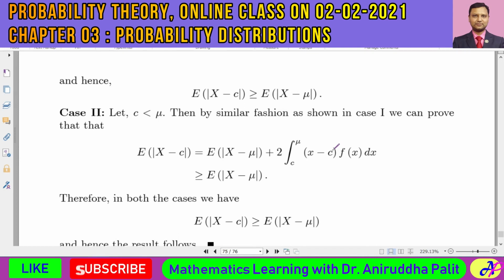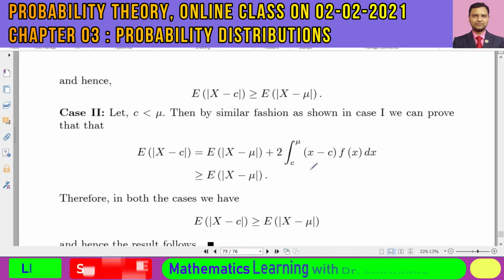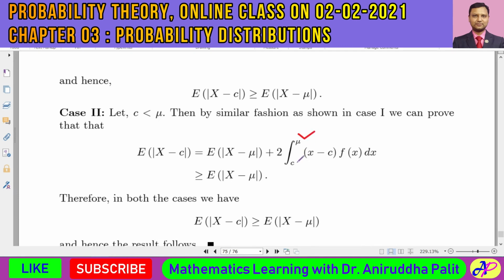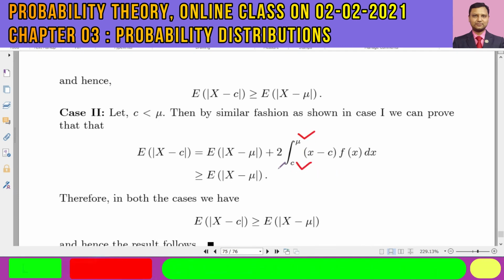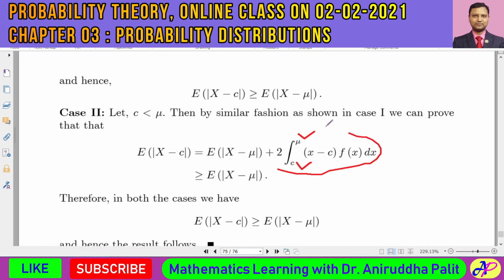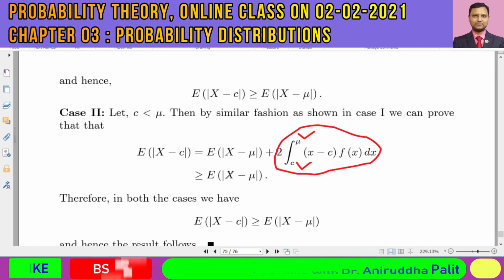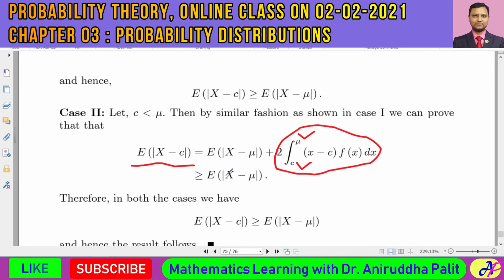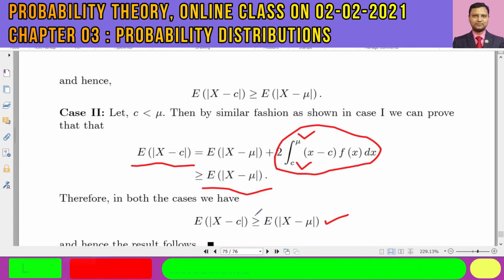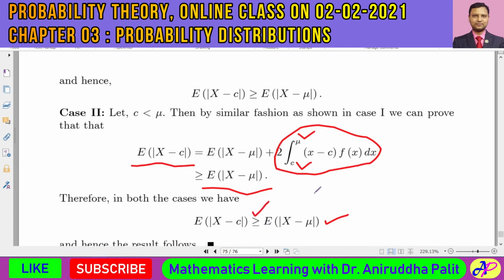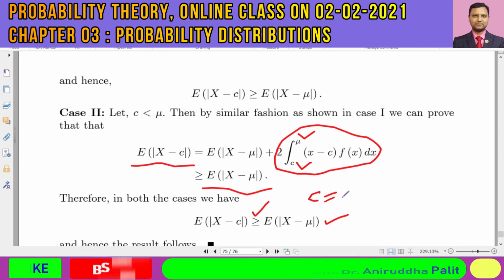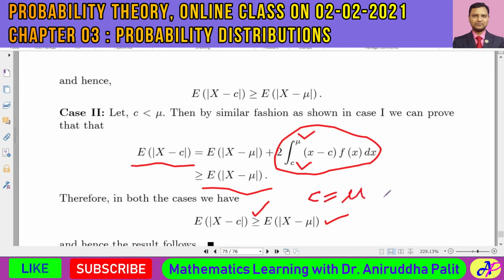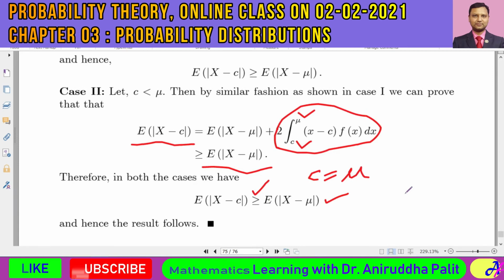And similarly, we can prove that if by chance mu becomes equal to c, then only the contribution from this term would become 0. And so we can say the expectation of modulus of x minus c is greater than or equal to the expectation of modulus of x minus mu. So in both of these two cases this inequality holds, and the equality would appear whenever c becomes equal to the median mu. All right.